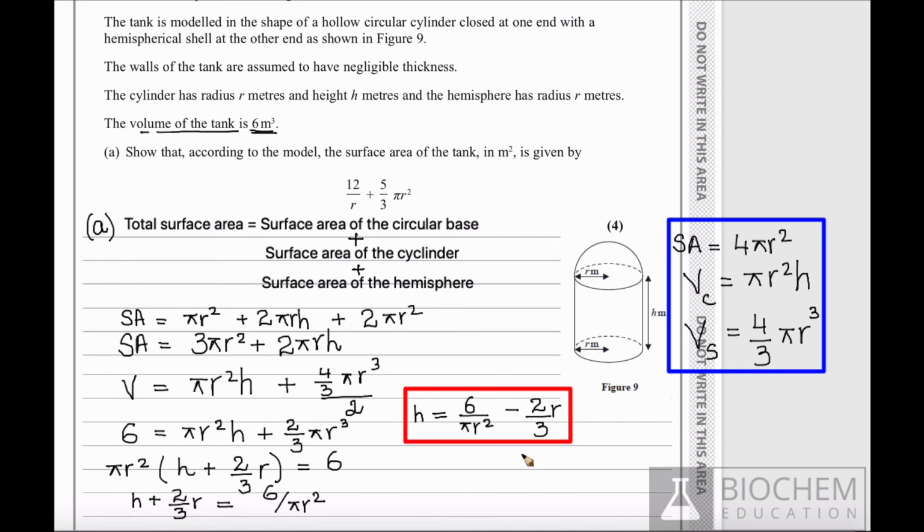Now this value of h can be substituted into this equation, and we can write this as surface area of the whole figure equals 3 pi r square plus 2 pi r, brackets, 6 divided by pi r square minus 2/3 r.